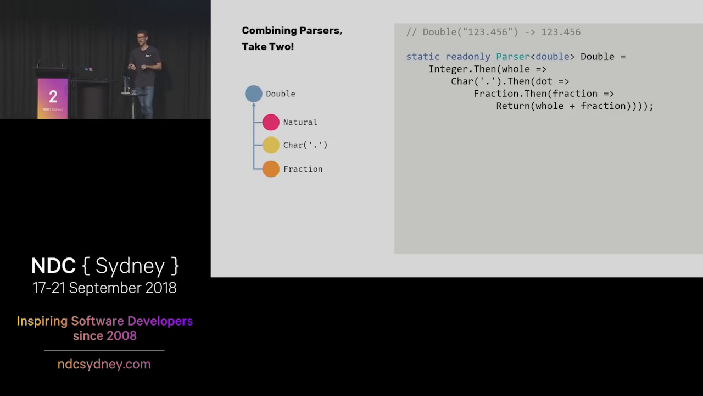You can see here, the nice thing about this is that it reads like English, or reads like the grammar that describes the language. So to parse a double, we parse a natural, and then we take that whole part that was parsed and we construct a char parser. If that matches, then we take the dot and ignore it, and then we apply the fractional part, and if those have all succeeded, we return the whole number plus the fraction.